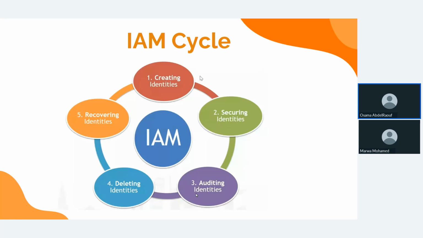Second phase is securing the identities. Now I have created multiple identities and I need to secure them. I need to give them an extra layer of security. Then you will use AD Self. Third phase is auditing. Auditing will use AD Audit. Using AD Audit, you will find the three major W's: who, when, what.